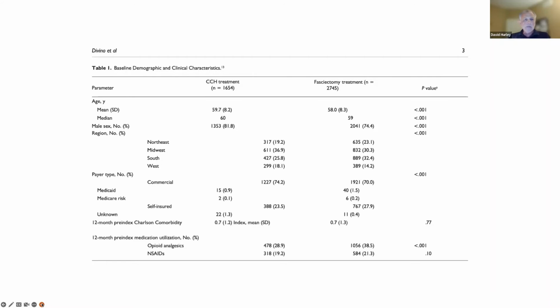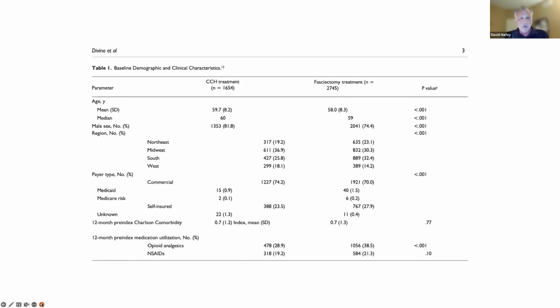The baseline demographics were very similar in the two groups. There were some differences that were statistically significant, but probably not clinically significant. So, for example, the mean age for the CCH group was 59.7 years, and in the fasciectomy group, it was 58 years. That was significantly different, but obviously a year or two is not clinically significant.